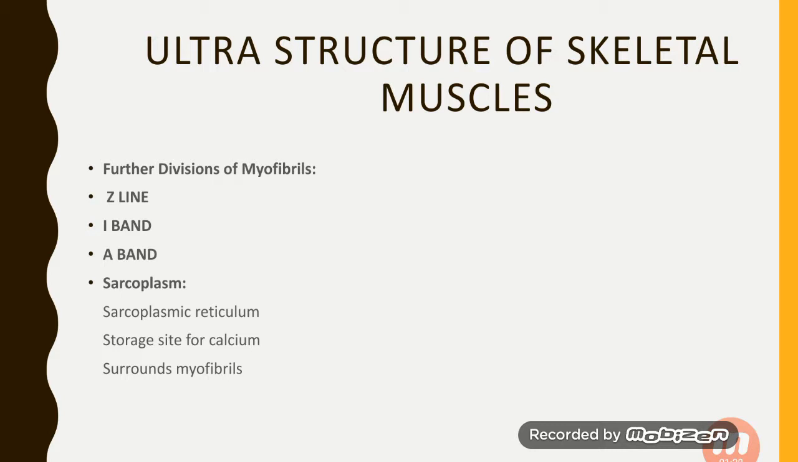I band is the isotropic band and A band is the anisotropic band, which can polarize light and which cannot polarize light. And the Z lines, H zone, M line, these all things we have discussed in the previous topic. Now the sarcoplasm is just like cytoplasm of other cells, which contains the sarcoplasmic reticulum and which is basically the site for the storage of the calcium ions, and it also surrounds the myofibrils within the muscle fibers.